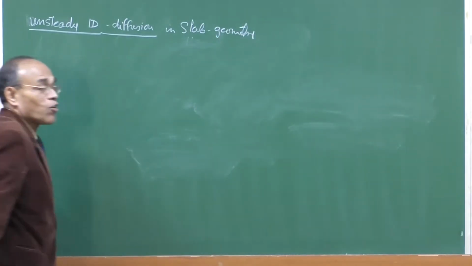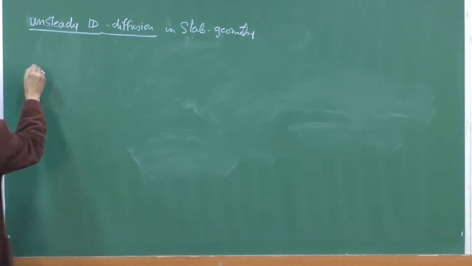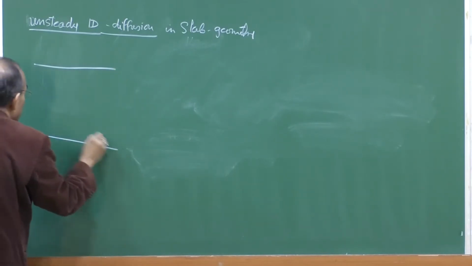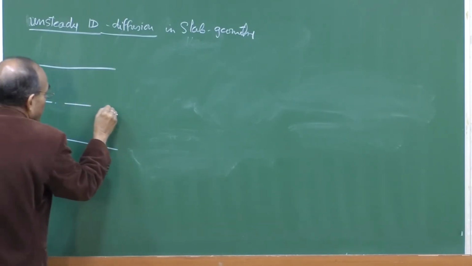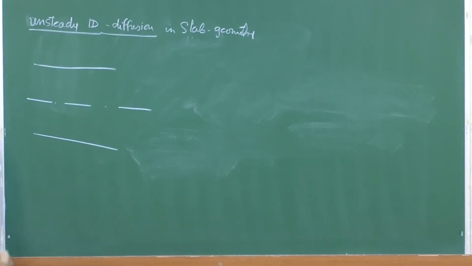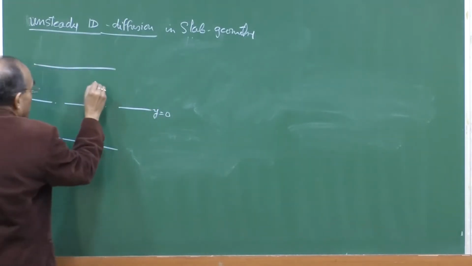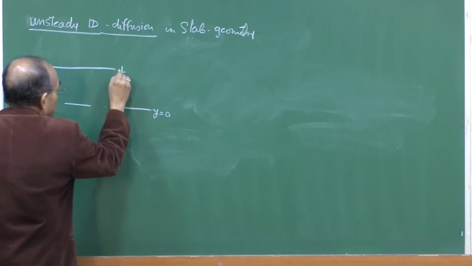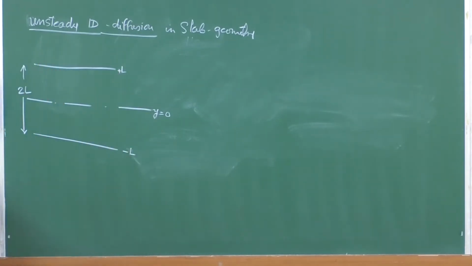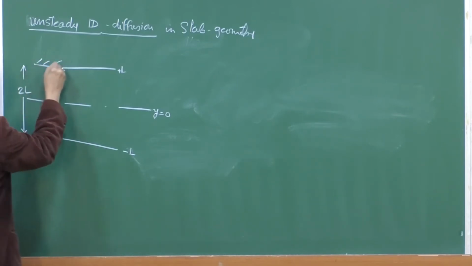Obviously, the properties are all constant. Okay? So, we set the problem like this. This is the slab, this is the line of symmetry. The slab is a length of 2L. This is y is equal to 0. This is plus L and this is minus L. If you recall, I have set the same problem for heat conduction also. Okay? So, this is the boundary of the slab.